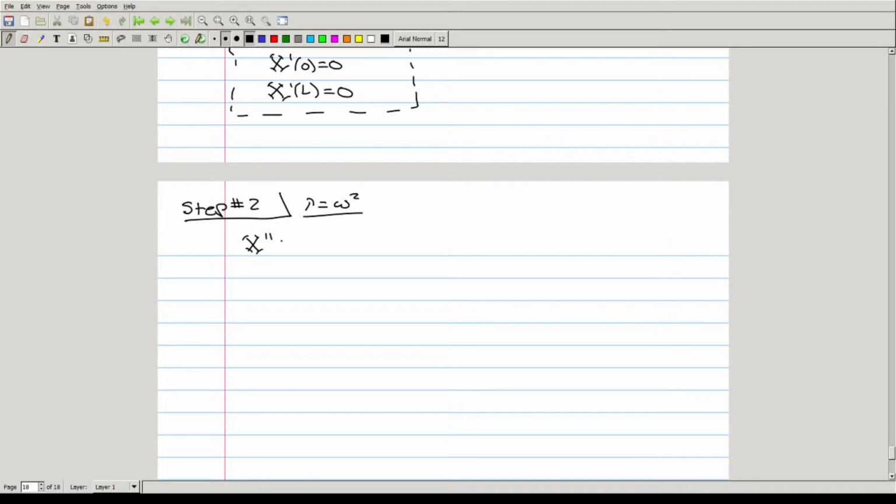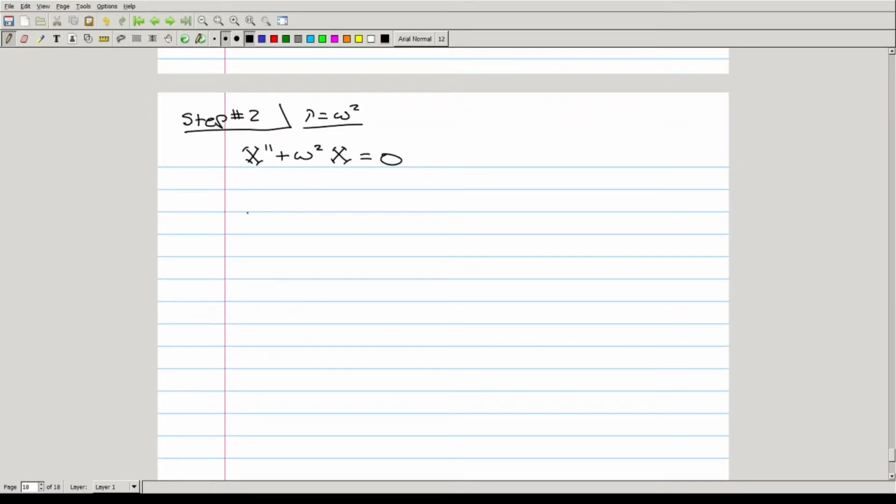The differential equation for x then is just going to be x prime prime plus omega squared times x is equal to 0, which has the general solution X of x is equal to a cosine of omega x plus b times sine of omega x. And just like for the heat equation done earlier, the other two cases give you either the trivial solution or solutions that are contained within this possible solution right here.